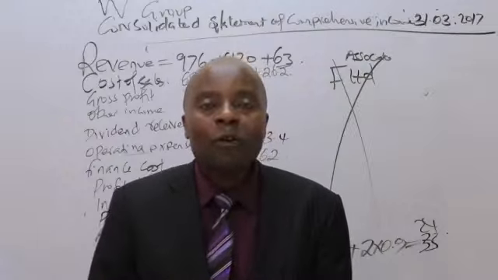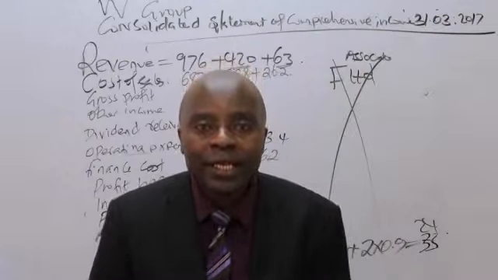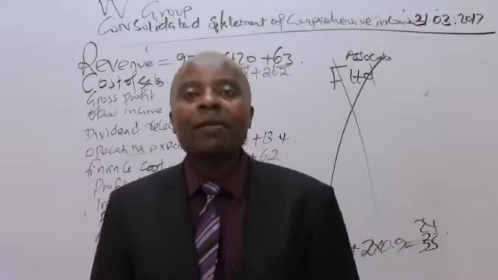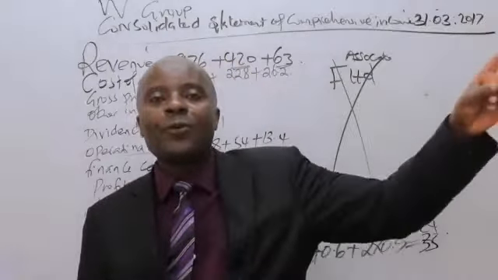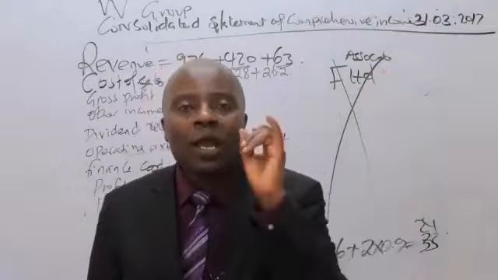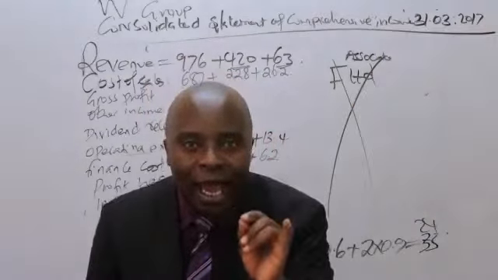An amount of 4.3 million remained outstanding to W Limited in respect of these goods as at 31st March 2017. This amount of 4.3 which remained outstanding, which F Limited owes W, is what we call an intra-owing, an internal owing.